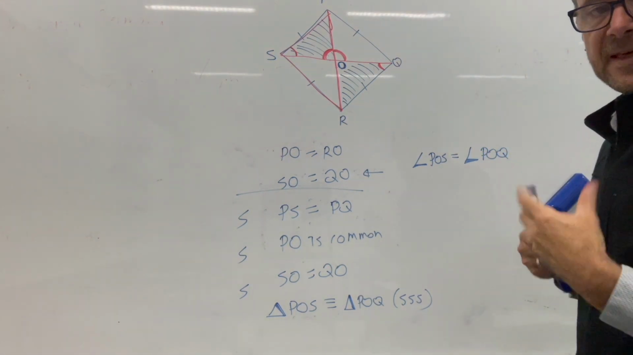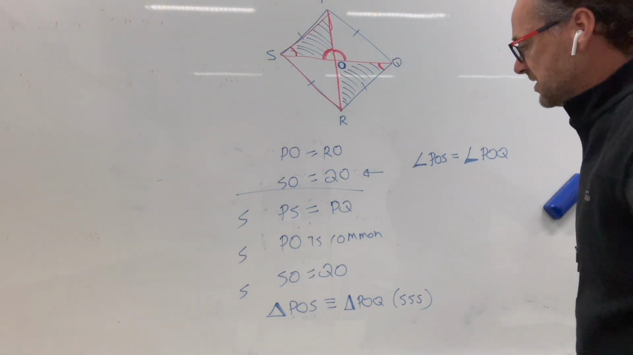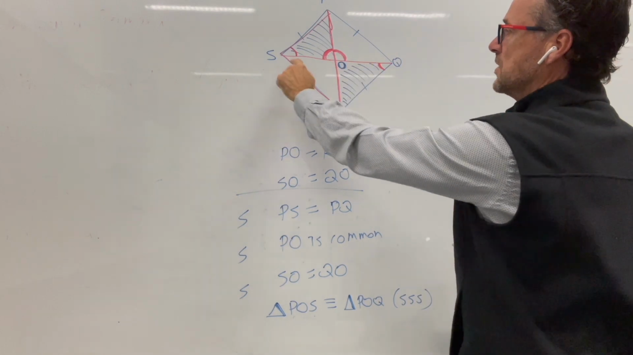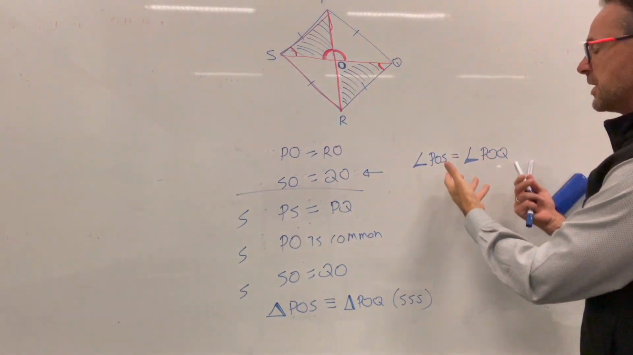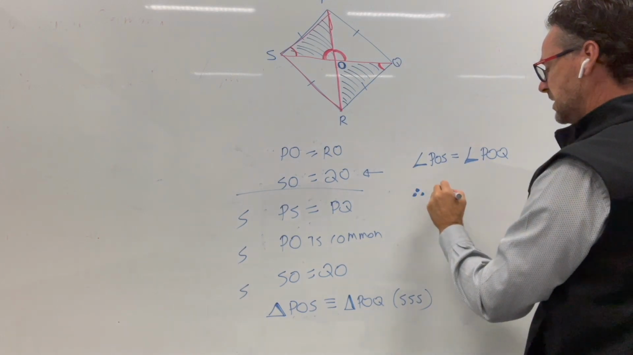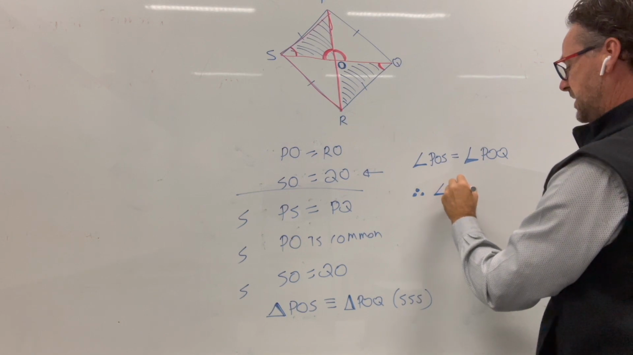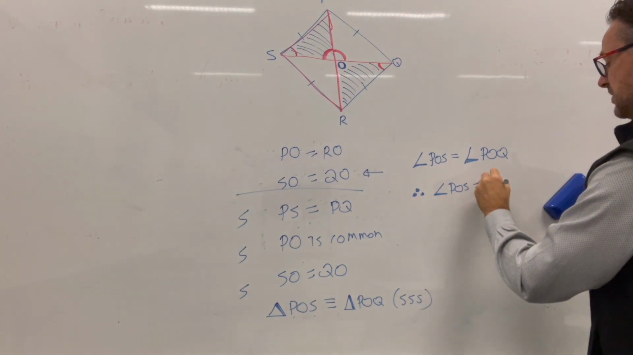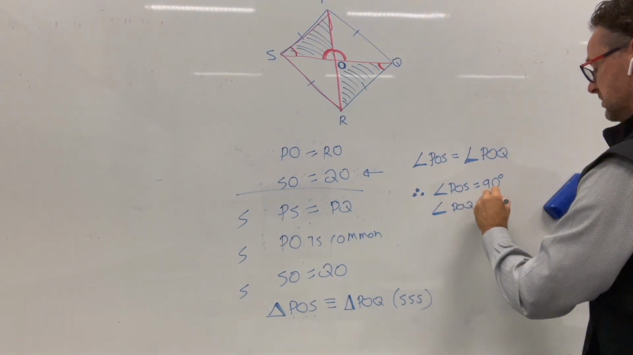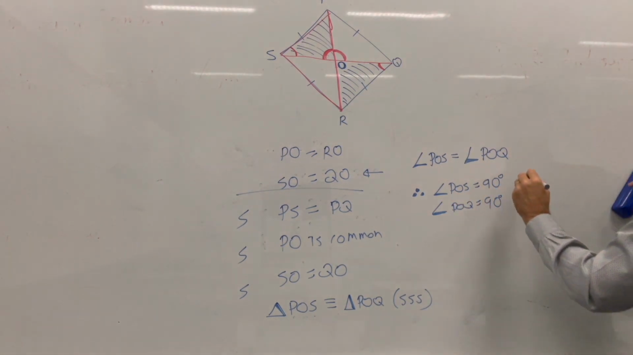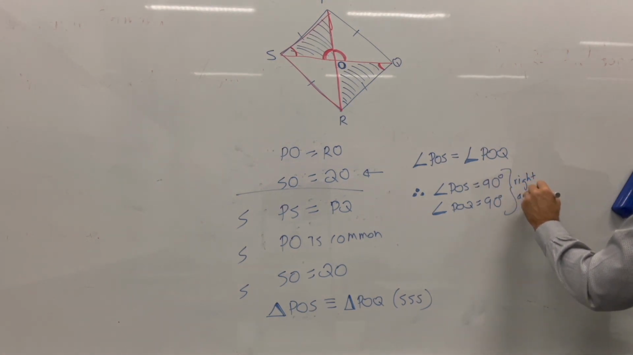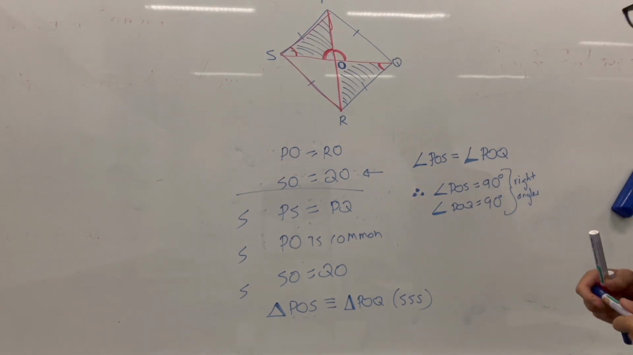Okay, and that's where we were trying to get to in the end. We were trying to get to the ability to make the statement that these two angles on that straight line were equal to one another. From that, we can now go, therefore, the angle POS equals 90 degrees, and the angle POQ equals 90 degrees, and they are both right angles. And that proves part A of our question.